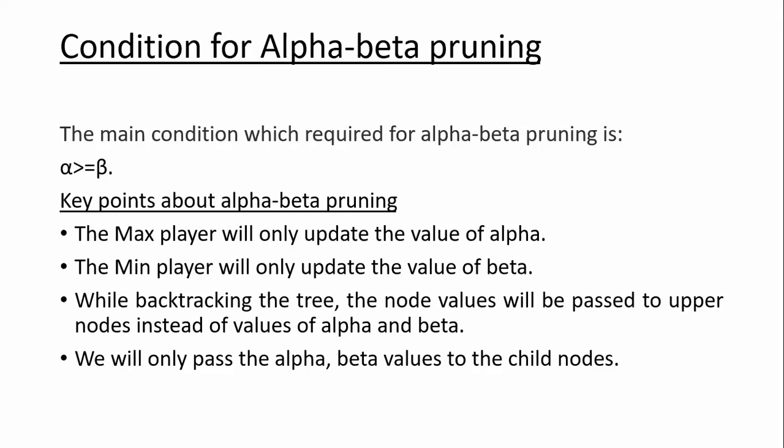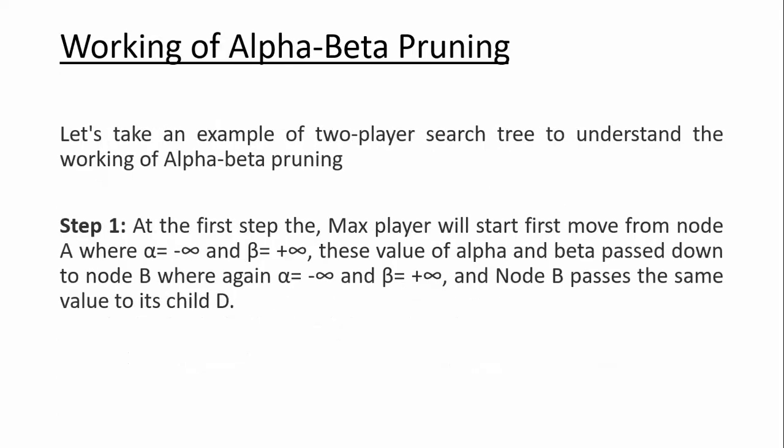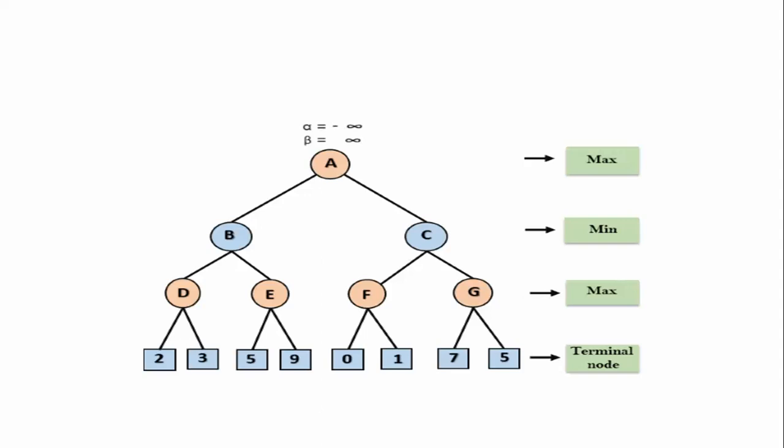We will see how we copy the values of alpha and beta to the child nodes, and when applying backtracking, how we copy the node values to the upper nodes. In the problem we will discuss it. So I directly move to the problem. Initially the value of alpha is minus infinity, that is the maximum value, and the value of beta is plus infinity.